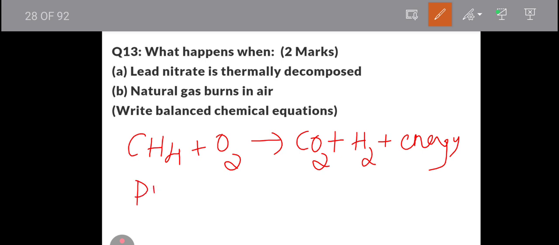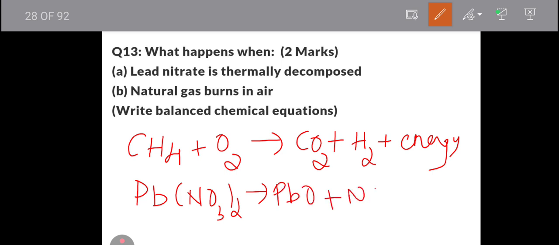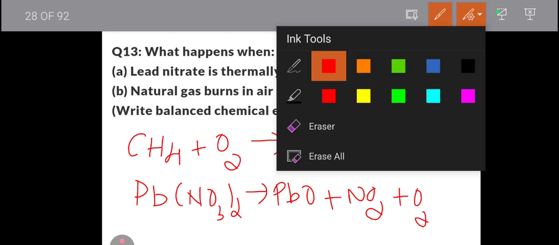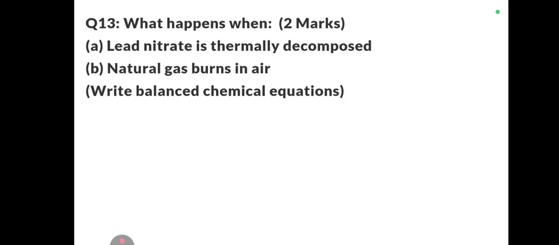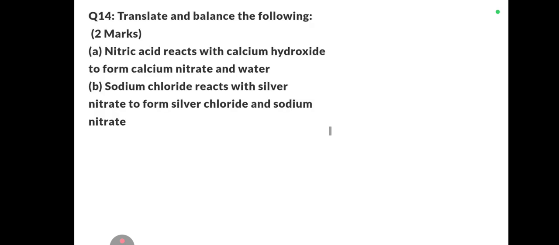Lead nitrate, Pb(NO3)2, when it is heated, will produce lead oxide plus nitrogen dioxide gas, and oxygen gas is also evolved. Hope this question is clear to you. Let's move to the next question.